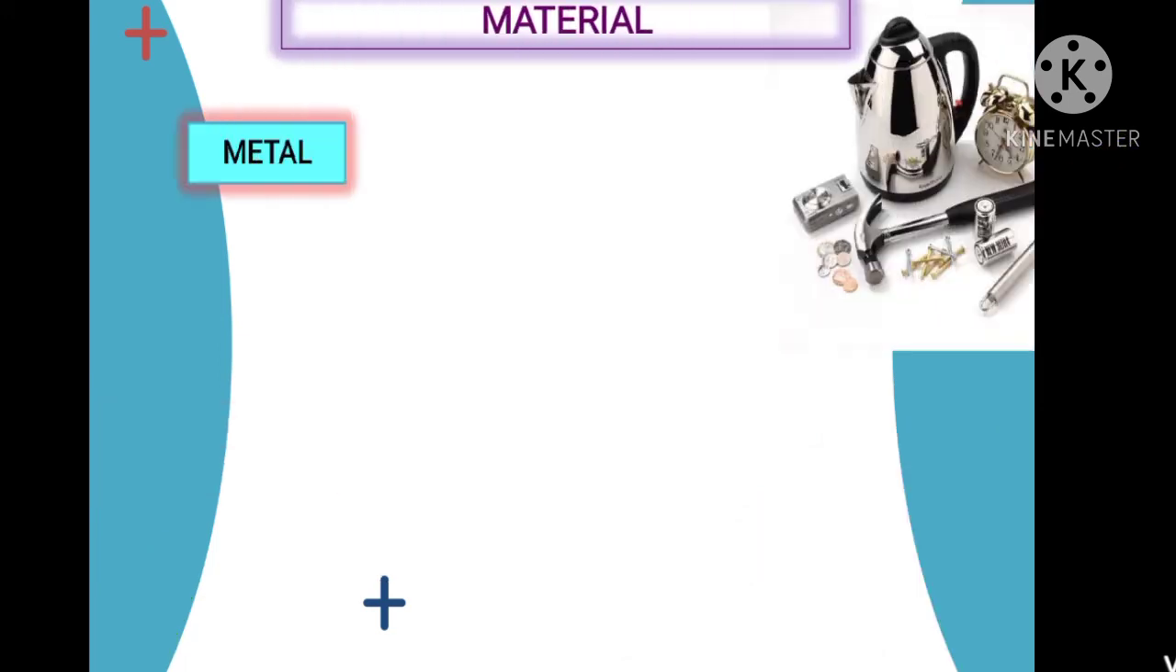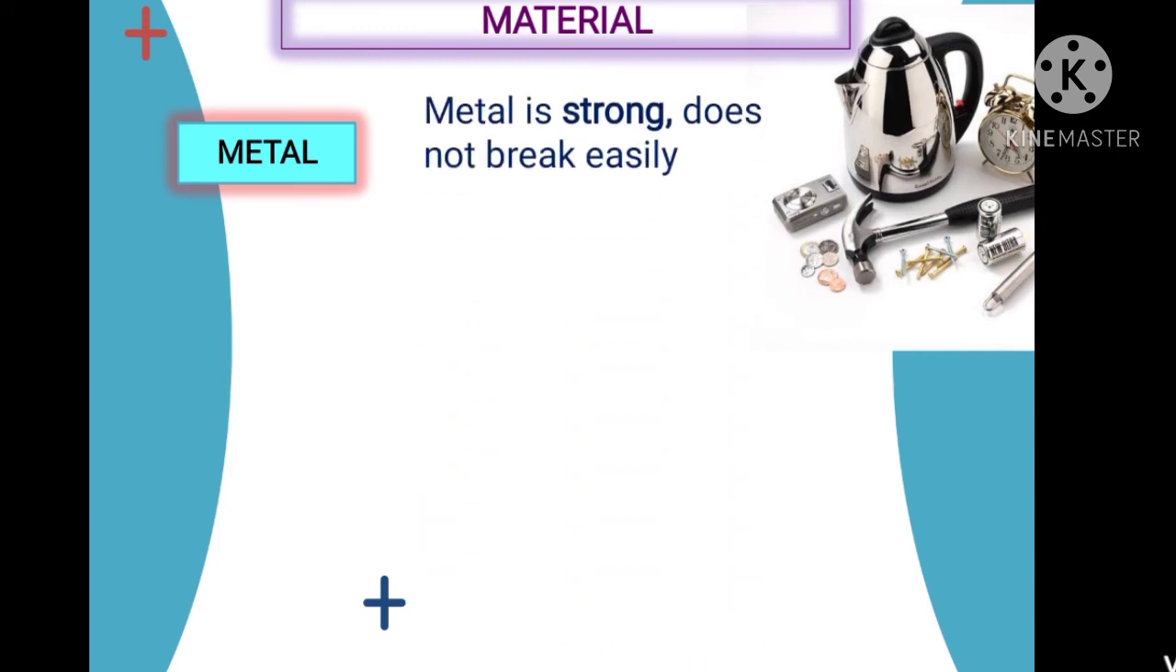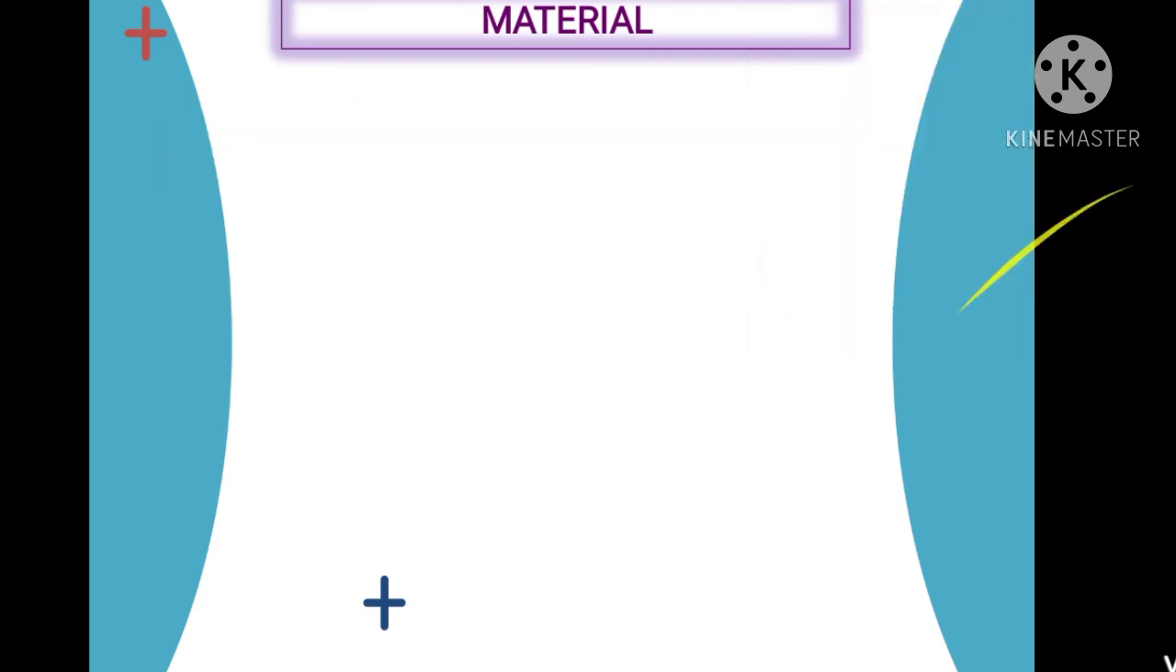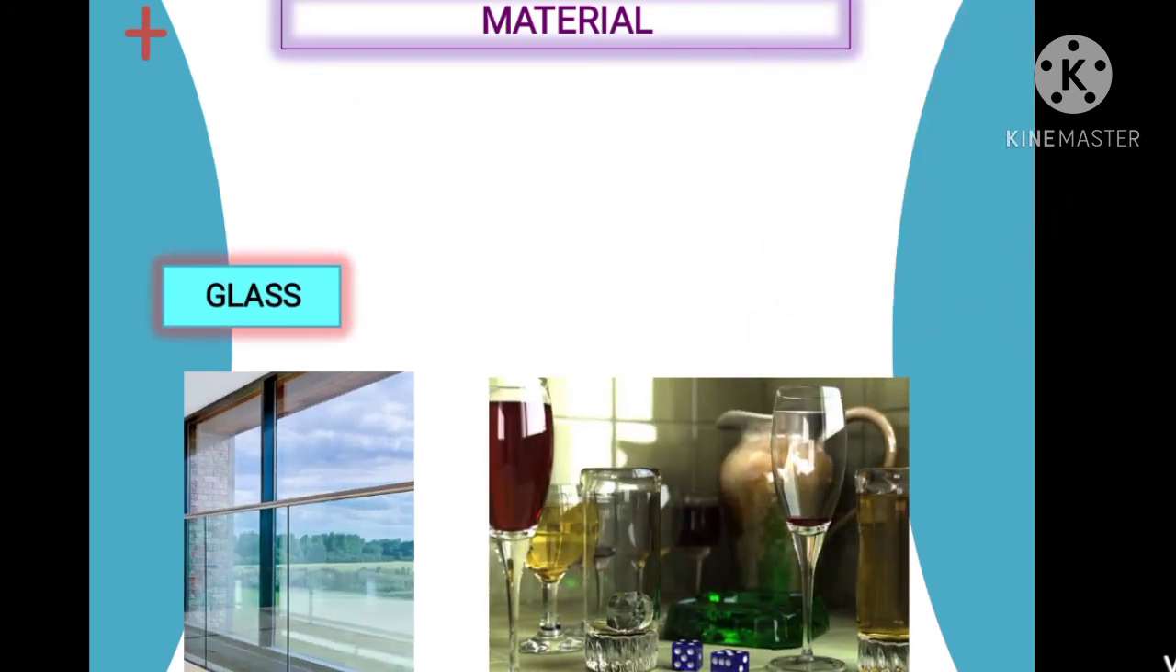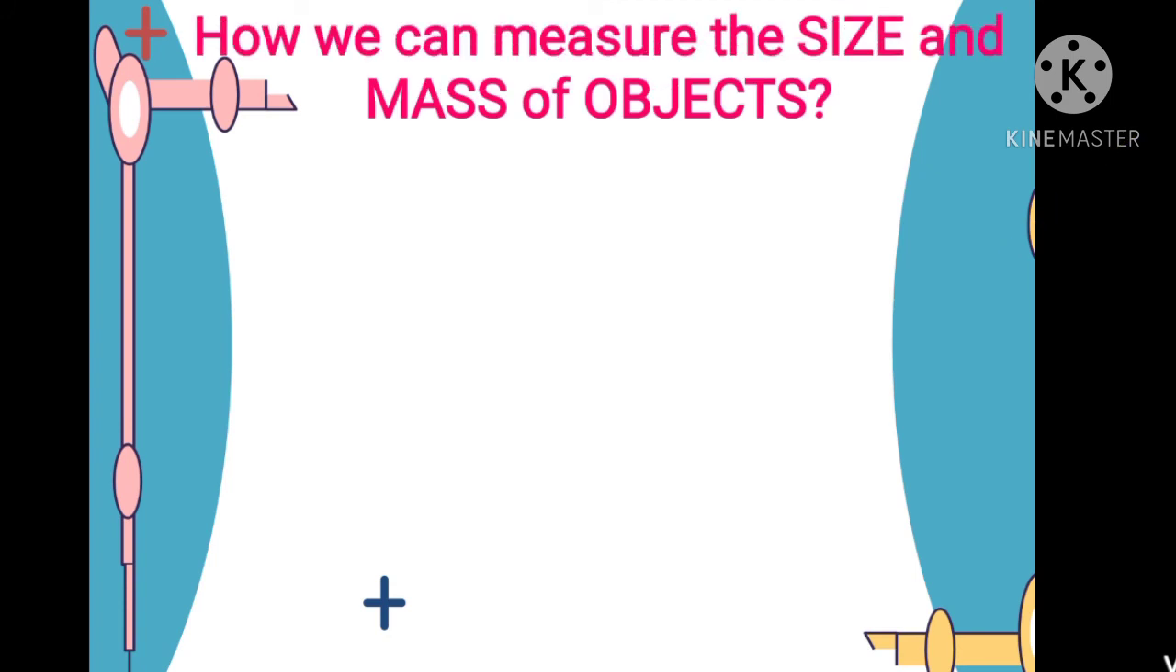And the other material is metal. Metal is strong and does not break easily. We use it for nails, hammers, kitchen stuff, and others. What about glass? Glass is transparent, so we can use it for our windows so we can see what is outside. Glass is also used for eating appliances.